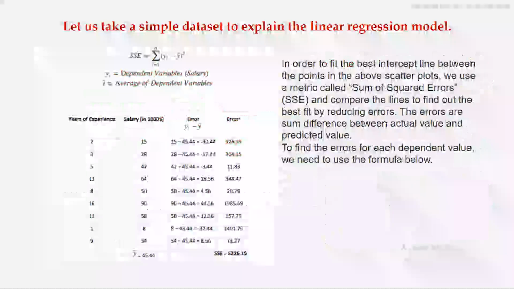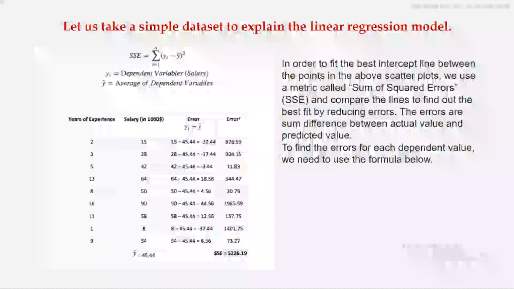Okay, so mathematically this is how it is calculated. Mathematically, I'm just running it through. If years of experience is 2 and salary is 15, then for root mean square, y bar minus y, right? So we are creating the average salary, let's say 45.44. You are trying to reduce the error and make it a square.